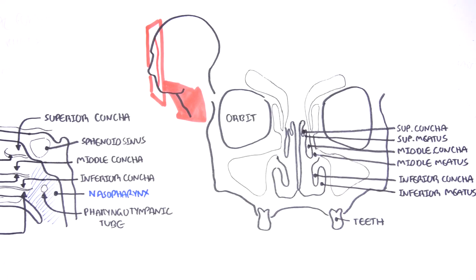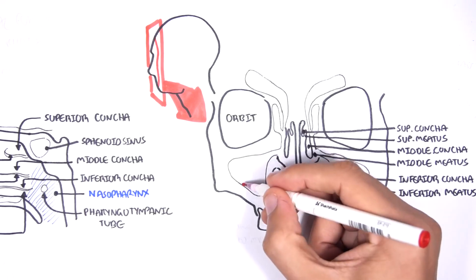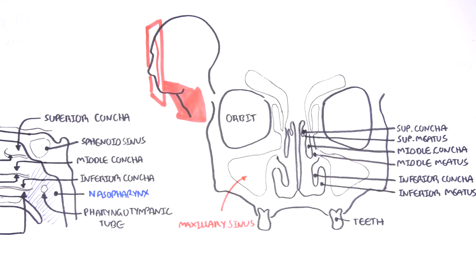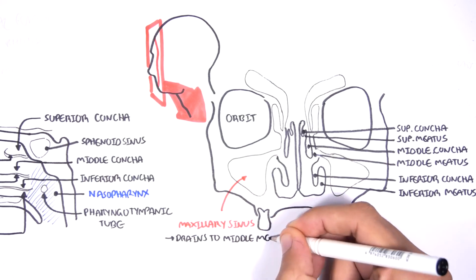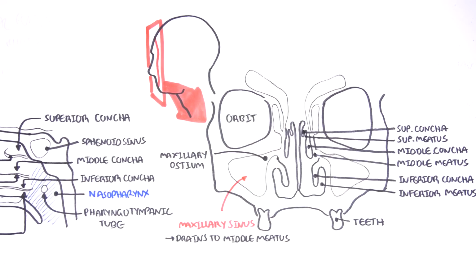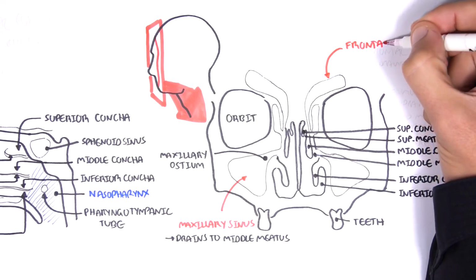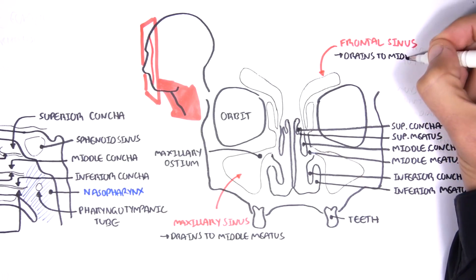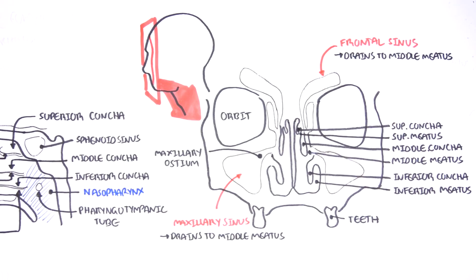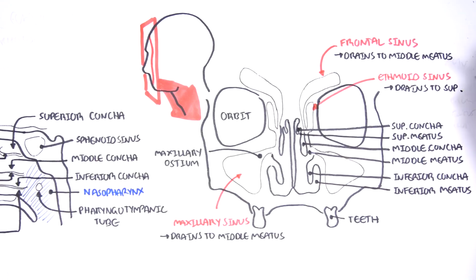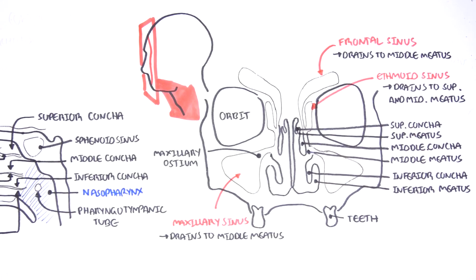Below the orbit and lateral to the nasal cavity are your maxillary sinuses. The maxillary sinus, like the frontal sinus, drains into the middle meatus. Here are your frontal sinuses, which, as we talked about earlier, sit essentially above the orbit, and they also drain into the middle meatus. The ethmoid sinus is the fourth sinus we will talk about and sits medial to the orbit. The ethmoid sinus drains into the superior and middle meatus.